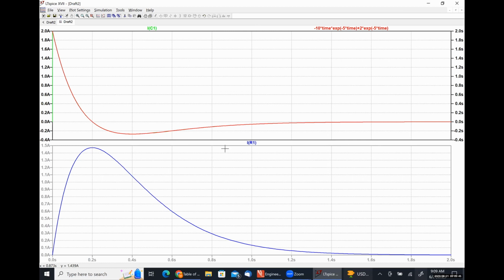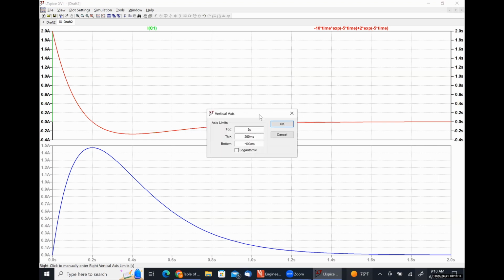A couple of key points here to mention. You need to look at the scale on the left-hand side, right? So it runs from +2 amps to -4 amps. Over here on the right-hand side, it runs from +2 to the same thing, -4. These scales need to be the same. If the scales are different, it can artificially look like you have the wrong answer, right?